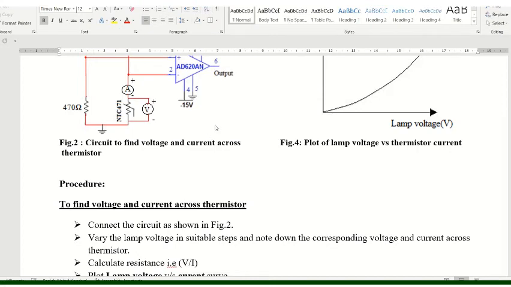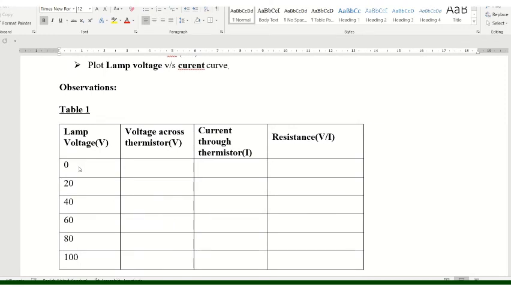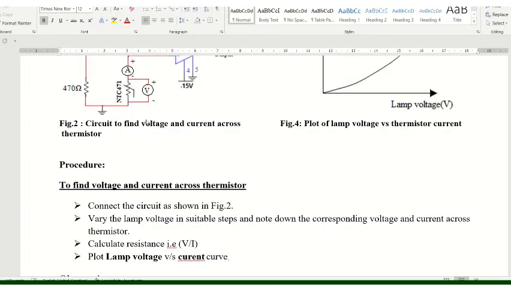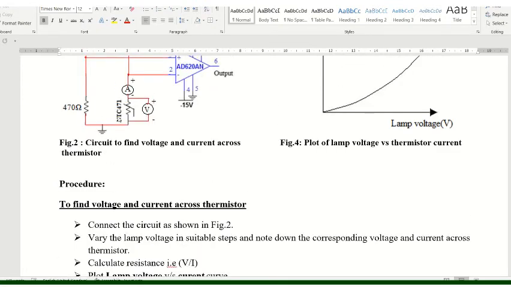Now, as I mentioned earlier, the lamp circuit is not shown here, but you have to vary the lamp voltage by varying the dimmerstat, according to this table. Start from 0 volts that you are applying to the lamp, then give it 20 volts, 40, 60, 80, 100. So for different intensities of the lamp, note down the corresponding voltmeter and ammeter readings. That will give the voltage across the thermistor and the current flowing in this arm.